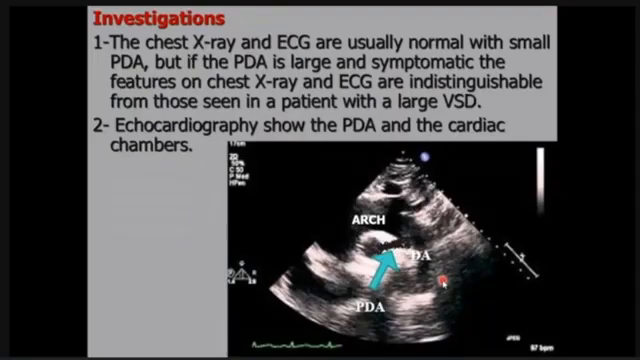Chest X-ray and ECG findings are similar to VSD. Small VSD and small PDA have the same features. Large PDA and large VSD have the same features on ECG and chest X-ray. By echo, we can see the PDA. This is the aortic arch, and you can see the PDA. And by color flow, we can see the blood flowing through the PDA.